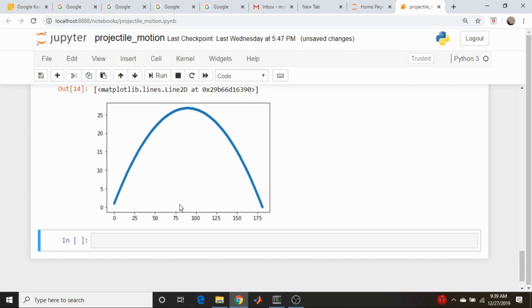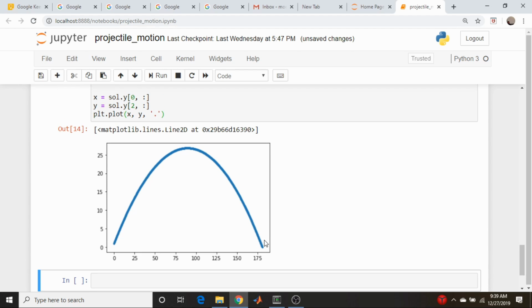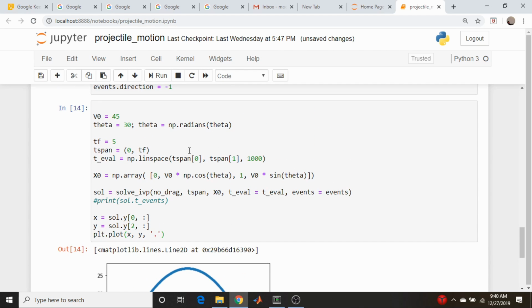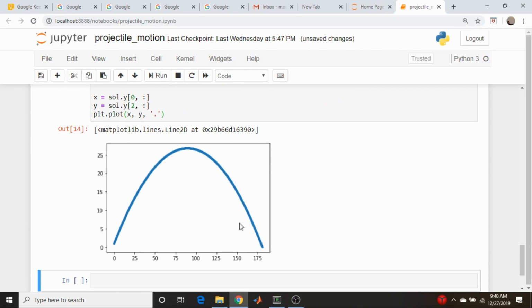Yeah, that looks about correct. You see the shape is parabolic. We reach a maximum height of, I don't know, call it 27 meters, and the total range is a little over 175. So let's take this and wrap it in a function, and it will just return this last data point here. So it'll give us the total distance traveled in the x direction.